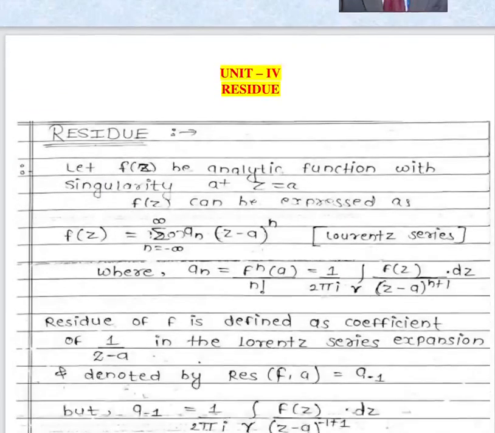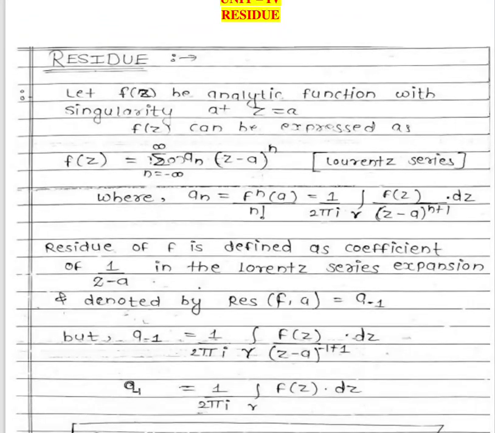What do you mean by residue? To define a residue, let us suppose that f of z is an analytic function with a singularity at z equal to a. Then f of z can be expressed as f of z equal to summation n equal to minus infinity to infinity a n (z minus a) to the power n, which is called the Laurent series, where a n is f n of a upon n factorial, which is given as 1 upon 2 pi integral over gamma f of z upon (z minus a) to the power n plus 1 dz. So this is the definition of the residue.